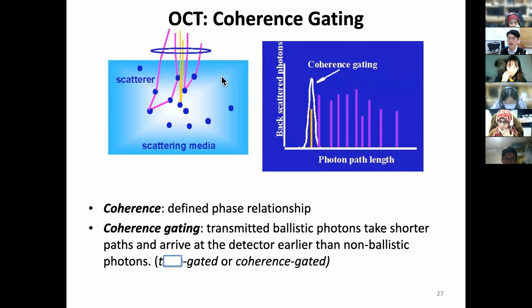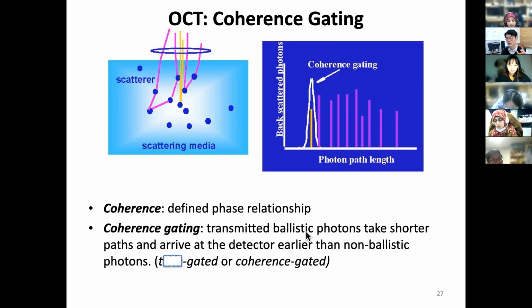Let me illustrate this. When you shine the light, the yellow one has a single backscattering, which is good. But if photons undergo multiple scattering, then there is a multiple-scattered photon path length. In fact, we only care about the single backscattered photon for OCT, because we are only collecting data within the coherence length. That automatic interference removes the photons with multiple scattered light, which we call coherence scaling.